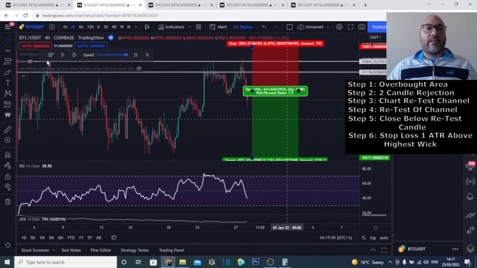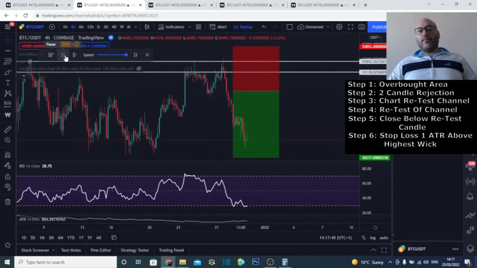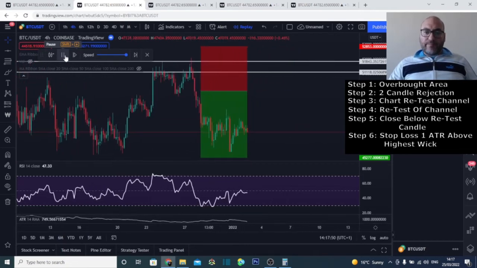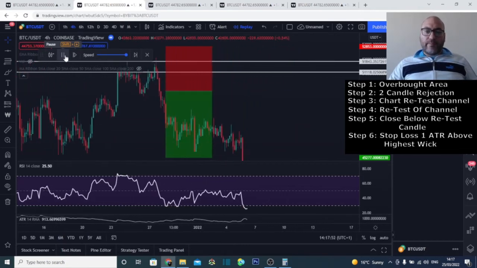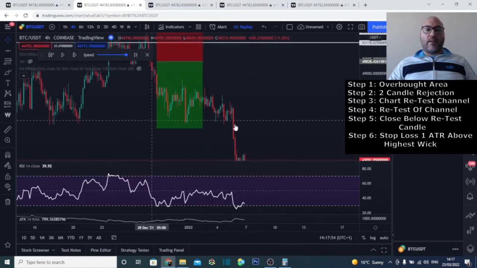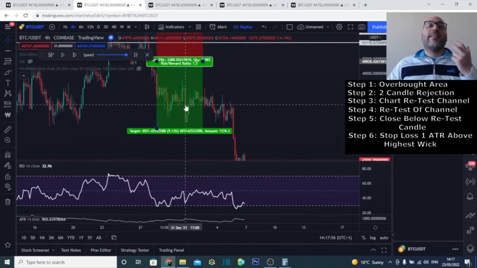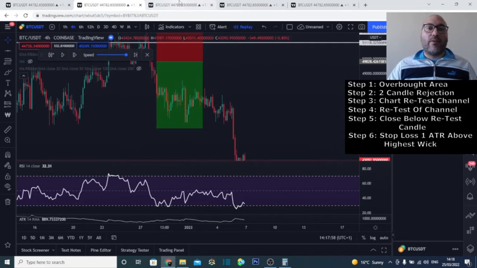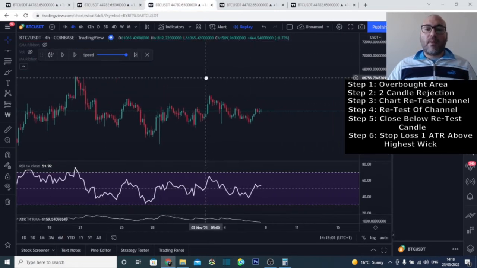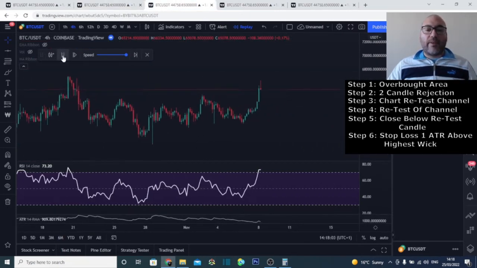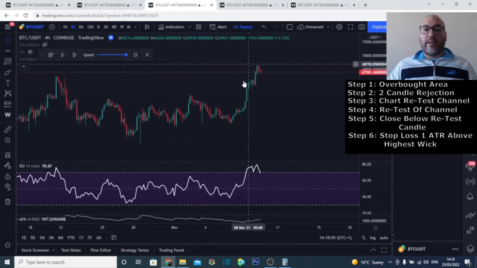Okay, so let's hit the replay button. And as you can see, we hit our target again. The third and final example for double tops. We're gonna find a price that is in the overbought area.